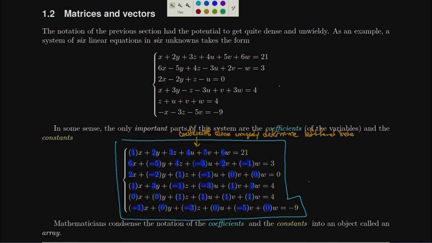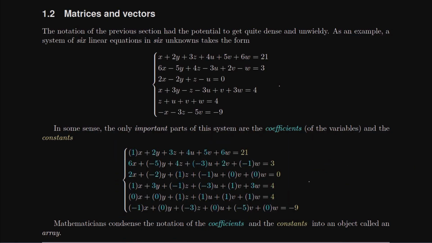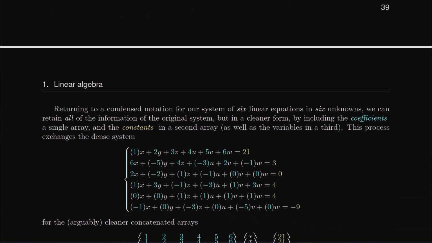And kind of in a similar vein, 21, 3, 0, 4, 4, negative 9, you can interpret those as coefficients or constants. Coefficients or constants uniquely determine the right-hand side. So by considering only coefficients on the left-hand side, only coefficients on the right-hand side, we preserve all of the information. And what does the system actually look like?